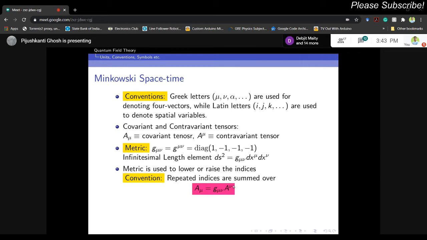Again, I am using one more very standard convention, that of contracted indices: nu contravariant, nu covariant. So when a contravariant index and a covariant index are the same, it's called contracted, or we say repeated, because they are summed over. This is the convention. I will give you some examples, and it will be clear.